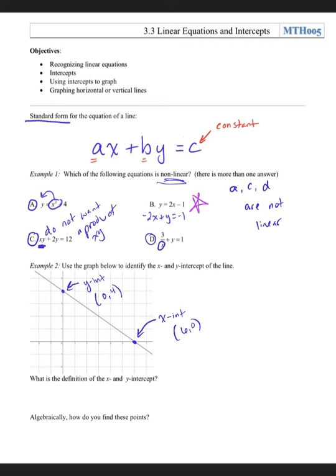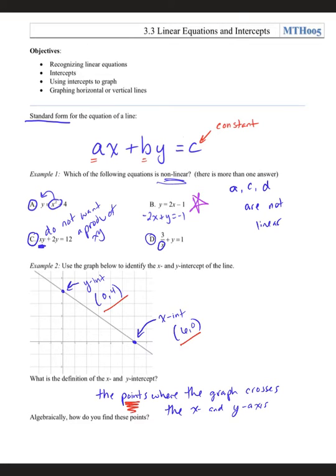The next thing says, what is the definition of the x and the y intercept? So these are going to be the points where the graph crosses the x and y axis, respectively. One thing you want to really make sure you keep in mind here is it's going to be the points. An intercept is always written as an ordered pair. Always answer intercepts as an ordered pair.